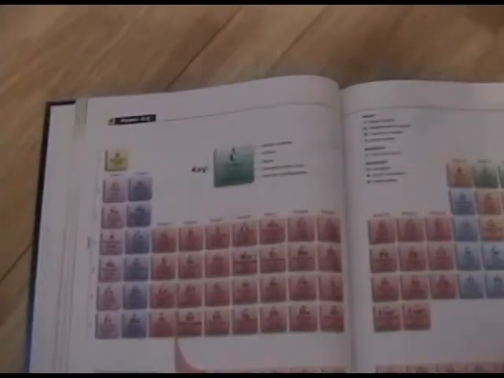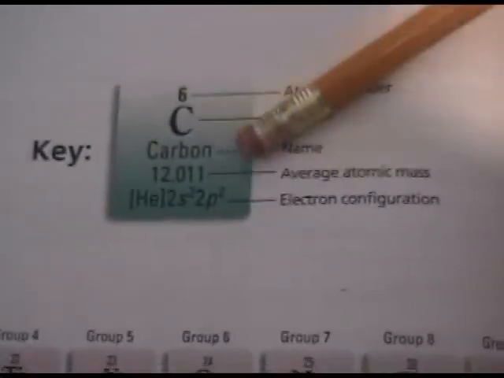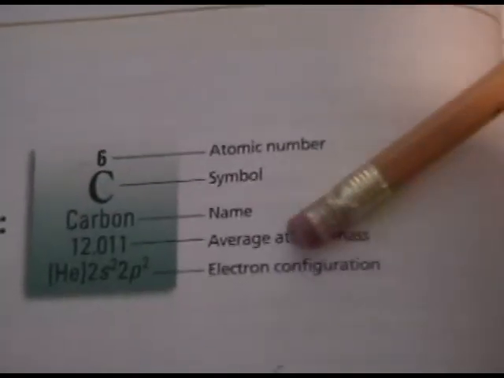There's 5 different pieces of information for each element. There's the atomic number, there's a symbol, which sometimes stands for what its name is, and there's the average atomic mass and the electron configuration.